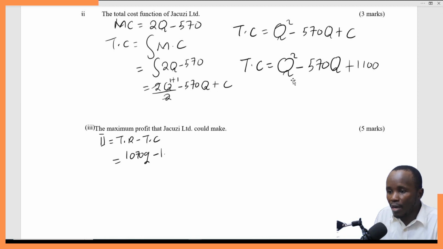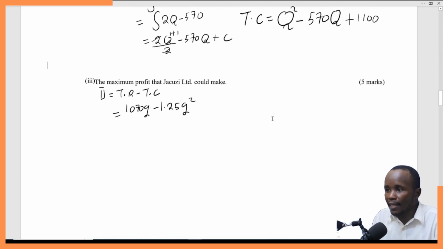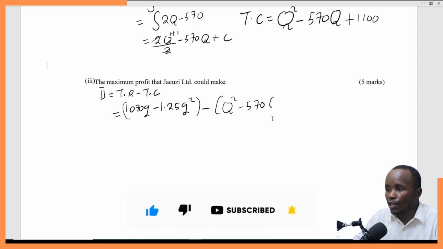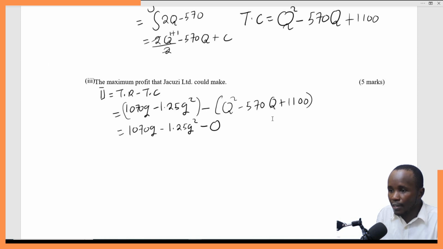1070Q minus 1.25Q squared. That is the total revenue function which you obtained in question number one. Now, I subtract the total costs which I obtained in question number 2. I subtract, this is Q squared minus 570Q plus 1100. If I open the brackets here, I will find this is 1070Q minus 1.25Q squared minus Q squared, minus multiplied by minus gives you plus 570Q minus 1100.